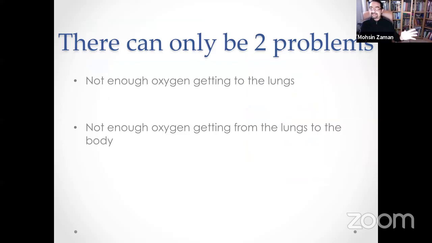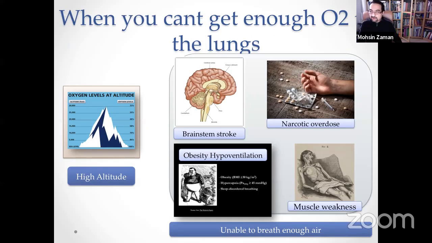So technically, there could only be 2 problems. Either you're not getting enough oxygen down to the lungs, or you're getting enough oxygen there, but that oxygen is not going from the lungs to the rest of the body. So what can cause a problem which keeps oxygen from getting to the lungs? It could be that the atmosphere doesn't have enough oxygen, like you're on the top of K2, let us say.